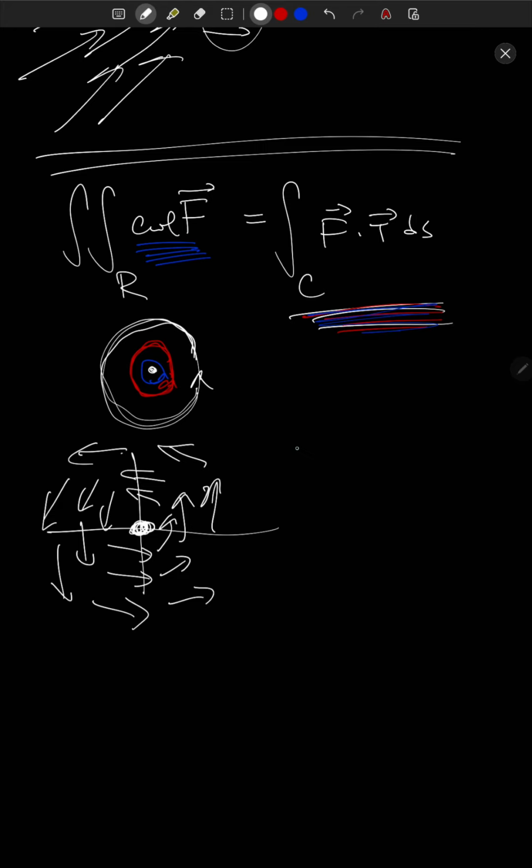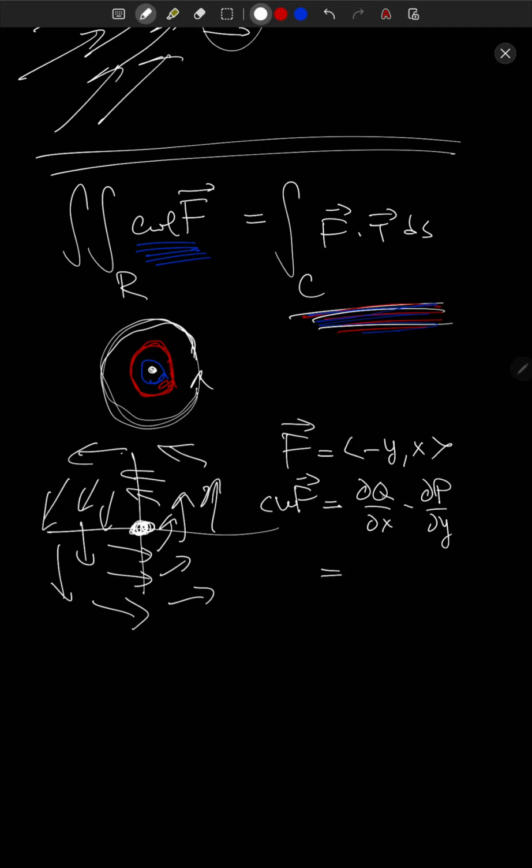Let me do a concrete example here. Let's say f is equal to (-y, x). Then curl of f is equal to dQ/dx minus dP/dy, which is dx/dx, 1, minus dy/dy with a negative sign, so minus (-1), which is 2. So our intuition here is correct. Stuff is moving around this point at the center, because the curl is actually 2 everywhere for this particular function.